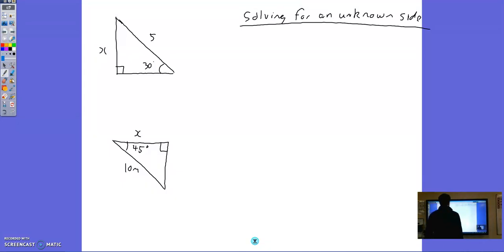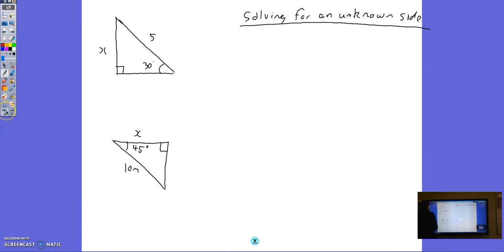All right, so today we are going to look at how to solve for the unknown side of a triangle using our trigonometry ratios. So to begin with, we're going to practice the skills that we already know. We're going to label our triangle. So we have our theta here.